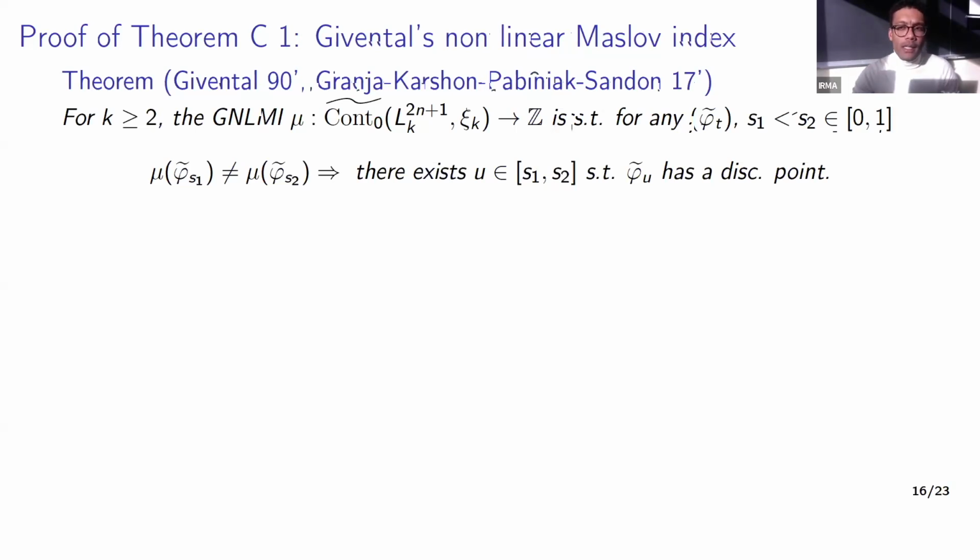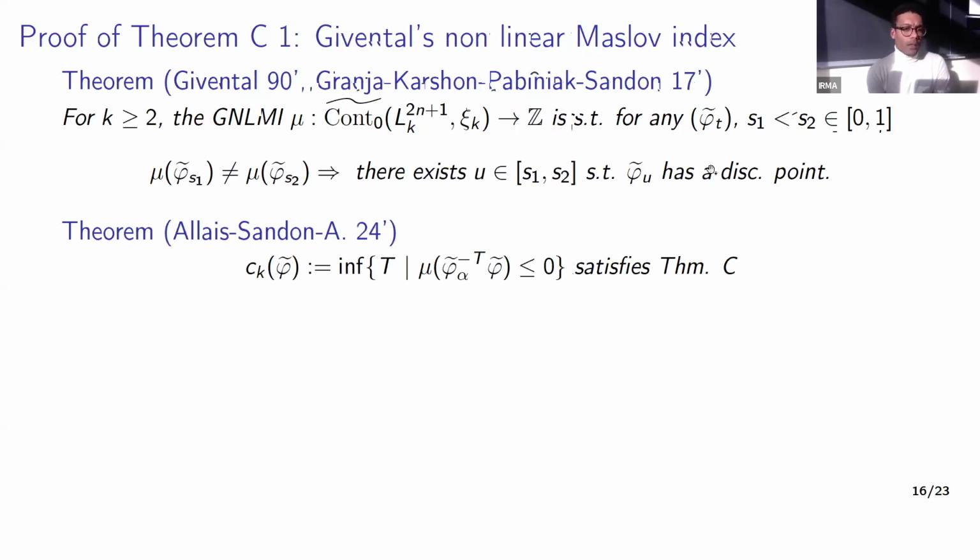But one of them, maybe the most important in some sense, is that if you take an isotopy such that at the time s1 the nonlinear Maslov index is different than at the time s2, then it means that there exists a time u in between such that your contact isotopy at this time has a discriminant point.